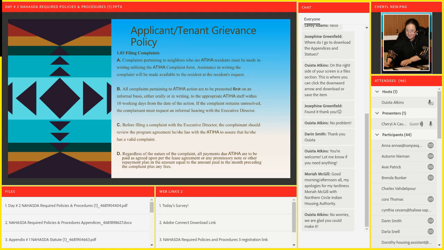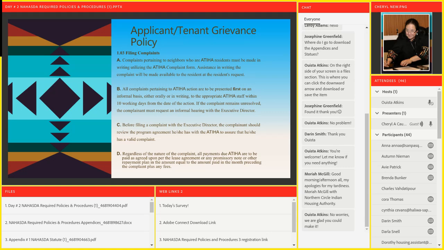You need to have a chain of command. It does not automatically go up to the tribal council. You're asking for trouble. You need to run your programs from within. There should be that chain of command. And you need to make sure that your Board of Commissioners and your tribal council know that. This is the procedure that we have in place. Before filing a complaint with the executive director, the complainant should review the program agreement he or she has with your housing entity to assure that they have a valid complaint.